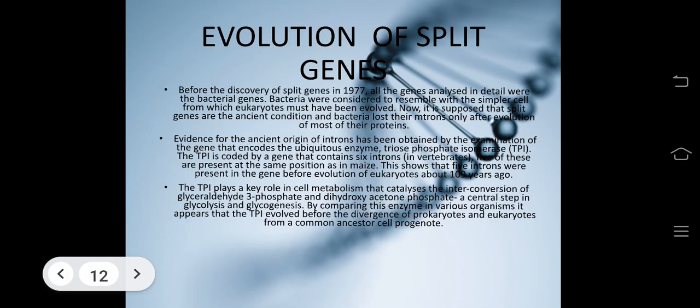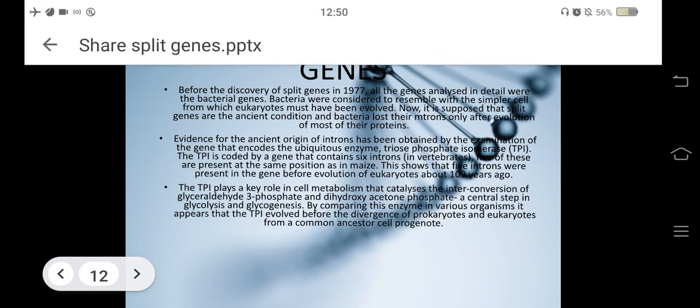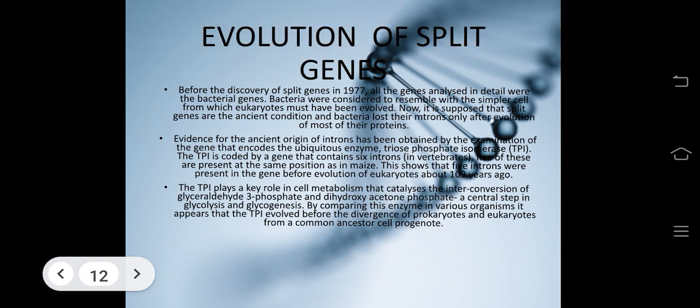Then, evolution of split genes. Before the discovery of split genes in 1977, all the genes analyzed in detail were of the bacterial type. Bacteria were considered to resemble the simpler cell from which the eukaryotes must have evolved. Now it is supposed that split genes are the ancient condition and bacteria lost their introns only after evolution of most of their proteins. Evidence for the ancient origin of introns has been obtained by the examination of the gene that encodes the ubiquitous enzyme triose phosphate isomerase, or TPI.